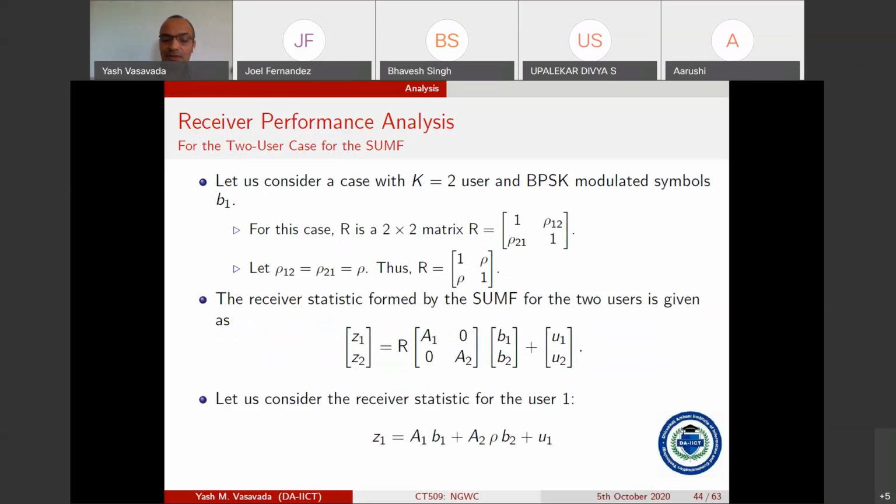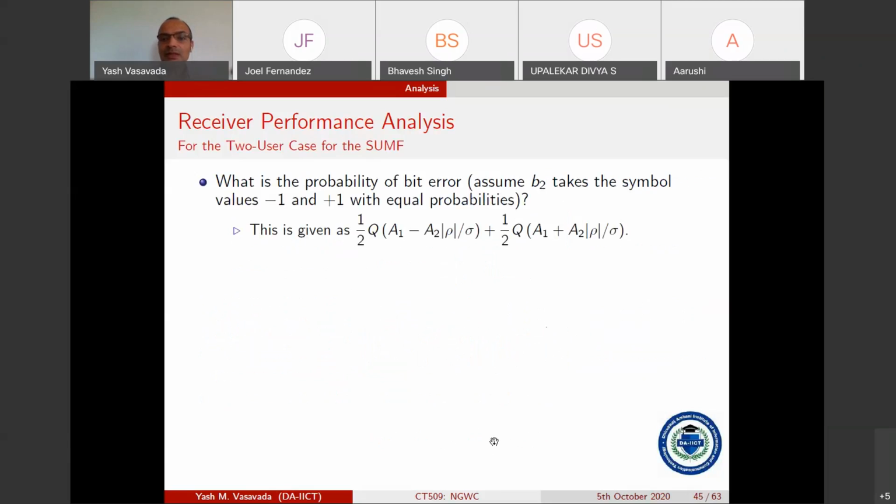And that expression which Bhavesh just now said will be applicable for the other case as well, where B1 is minus 1 and B2 is 1. So we have four cases of B1, B2: 1, 1; 1, minus 1; minus 1, 1; and minus 1, minus 1. For the first and the fourth case, 1, 1 and minus 1, minus 1, the error probability is given by this expression.